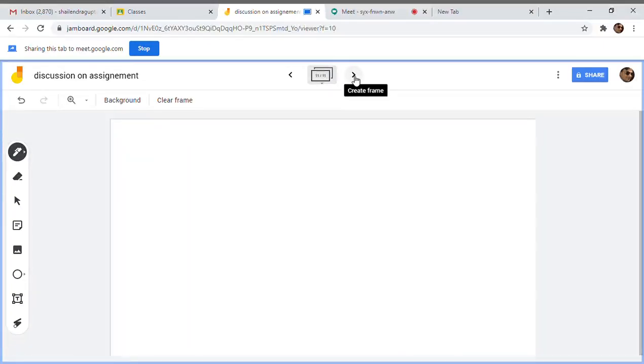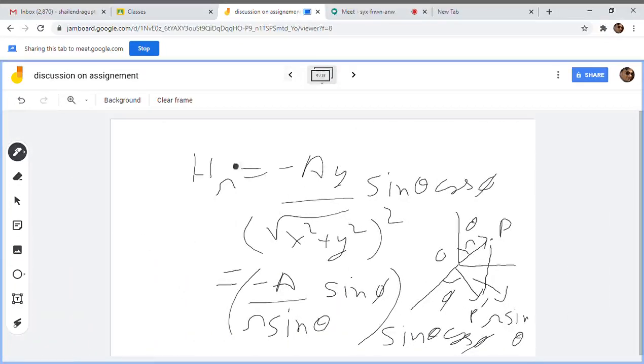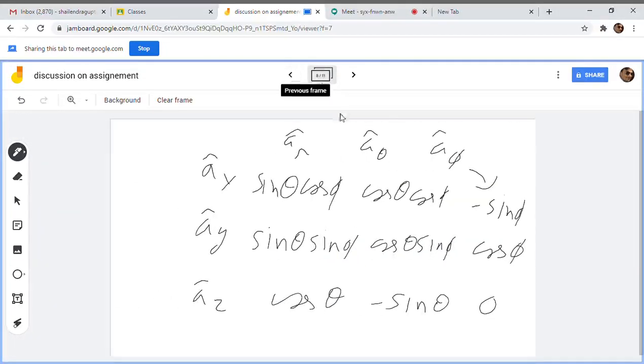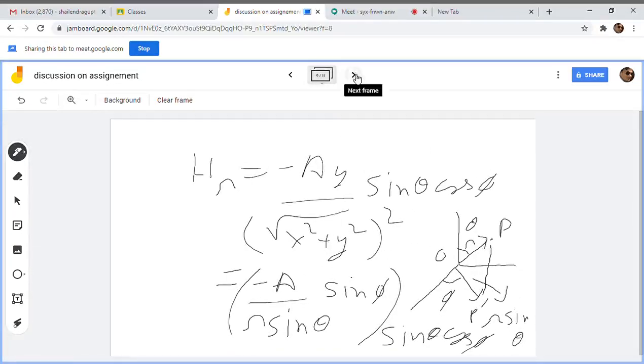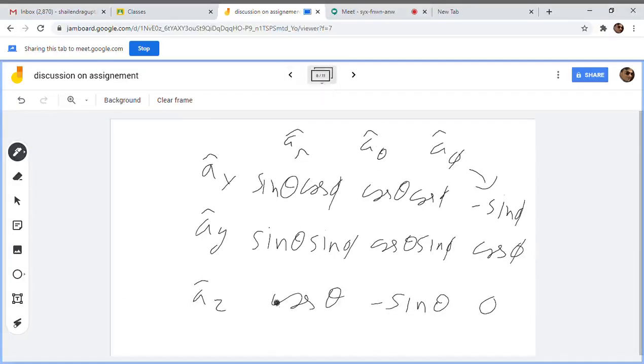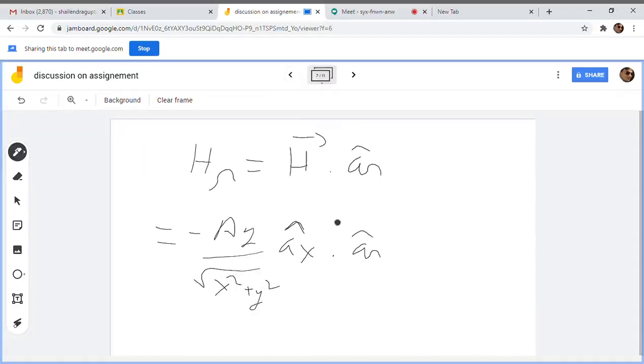Similarly, you can find H theta and H phi. Both will be done in the same process. As we have found HR, what we have to do? Just use this matrix. Okay. So when you find HR, you can do this whole exercise again and check your answer.